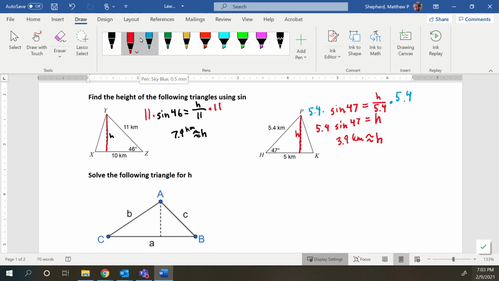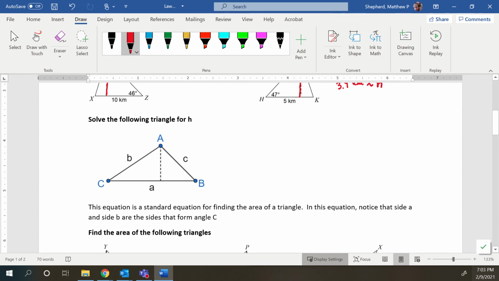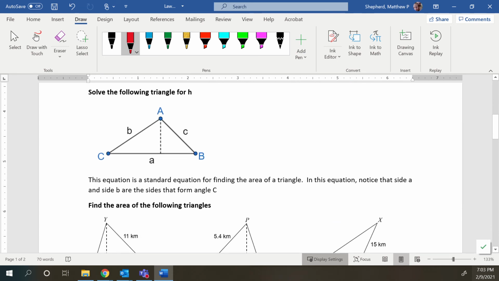Okay, now notice how we did the same thing in both of these. We set up a sine equation. Our height was going to be opposite of the angle, and then we just needed to multiply by whatever the hypotenuse was. And that right there always gave us the height. Now in this following triangle, we don't know any sides, any angles, but we're going to create that same relationship. And we're going to write out an equation for the area.